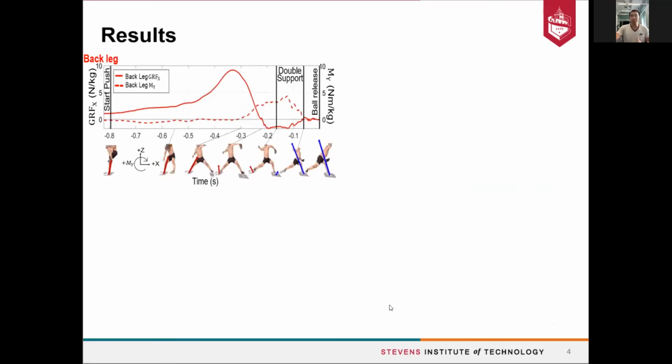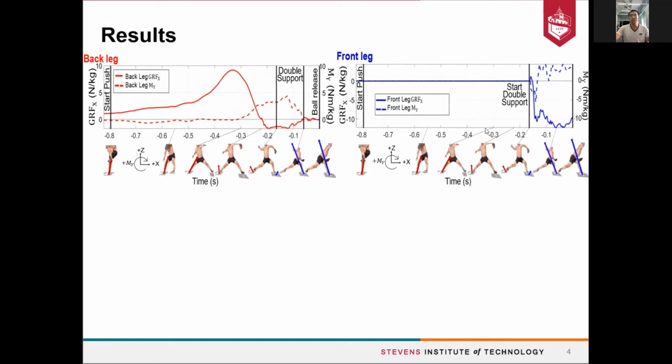So here's the time series plot for the back leg ground action force X and moment Y together, where we go from the start of the pushing phase to double support and then ball release. The key thing to note here is that the increase in the moment Y occurred only after the ground action force X reached its peak value and started decreasing into the negative. This signifies the role of the back leg transitioning from linear propulsion to rotation generation.